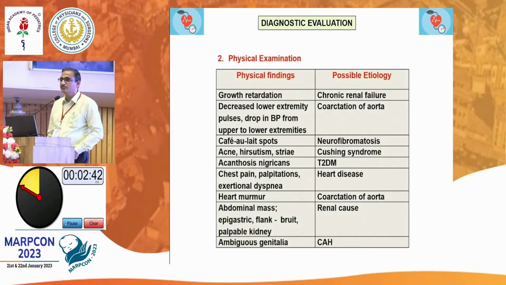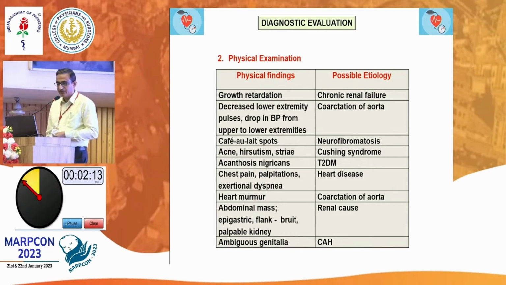Physical examination also will give us various clues regarding the underlying secondary cause of this hypertension. The slide shows various physical findings and the possible etiology. For example, if there are decreased lower extremity pulses and a drop in BP from upper to lower extremity, then it is coarctation of aorta. If there are cafe au lait spots, it points toward neurofibromatosis. If the child has acne, hirsutism, striae, then it favors Cushing syndrome. If there is acanthosis nigricans, then it favors type 2 diabetes mellitus.